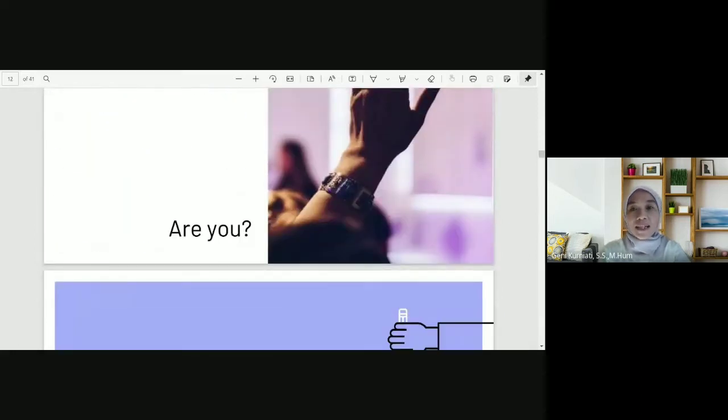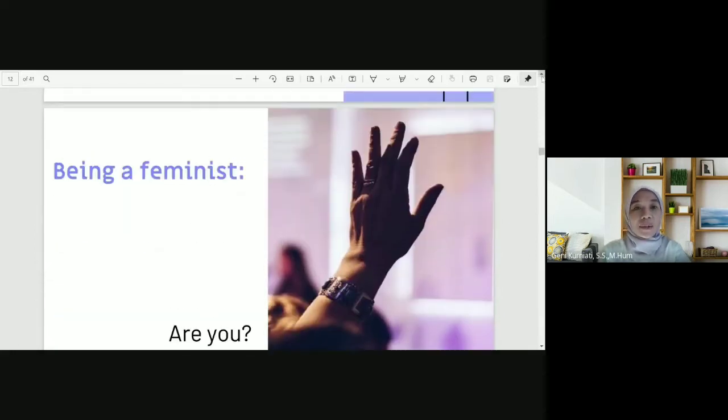The question is, are you a feminist? Let's say here me as a woman. If I don't think that men and women are supposed to have equal rights, then I'm not a feminist. So being a woman doesn't make you a feminist. Because there are women who think, oh, I'm just a woman. I don't deserve it. I need to worship men. I need to obey men. So it doesn't mean that this woman is a feminist.